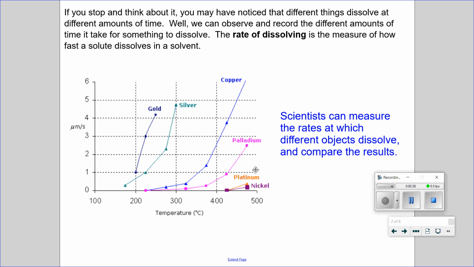And here's a sample graph right here comparing the rate of dissolving for gold, silver, copper, palladium, platinum, and nickel. As you can see, they all dissolve at different rates. And scientists can measure the rates at which different objects dissolve and then compare the results.